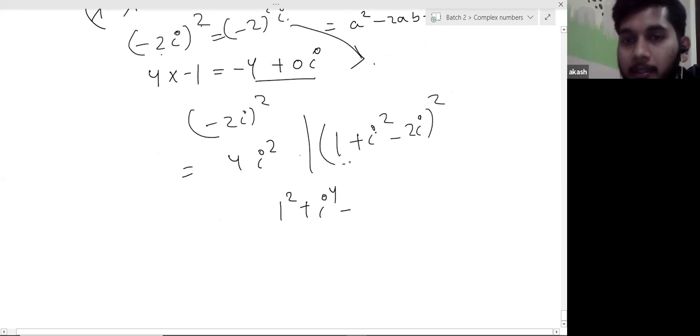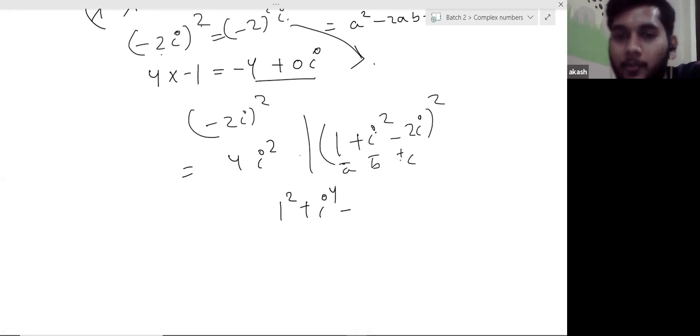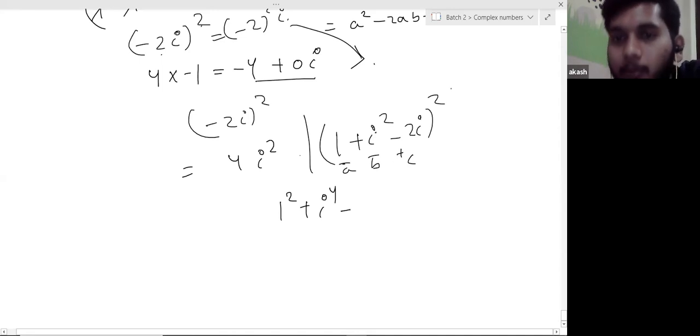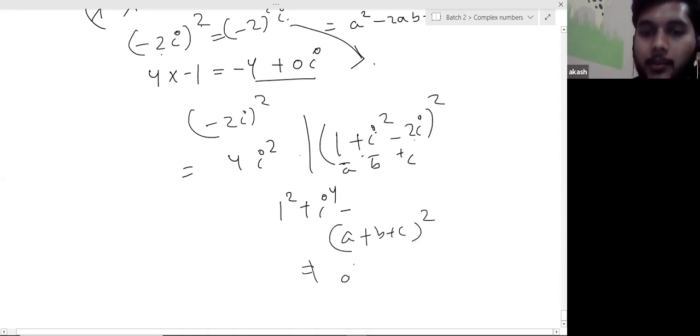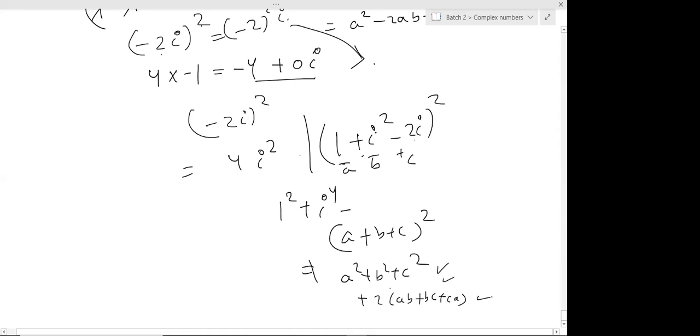No. See, this is a plus b plus c whole square. So you have to use the formula a square plus b square plus c square plus 2 into ab plus bc plus ca. Do you remember the formula? Right? Because this is whole square, not this square plus this square. You have to use the formula, right? See, a plus b plus c whole square is not equal to a square plus b square plus c square. This is equal to this plus 2 into ab plus bc plus ca. Remember? Yes, sir. So you have to use this formula. All right.